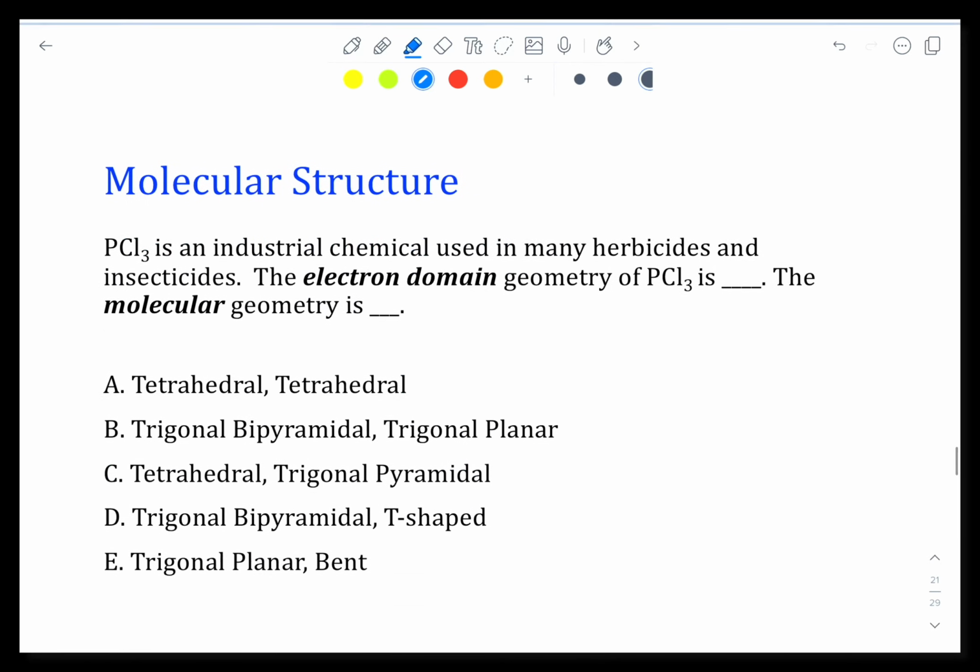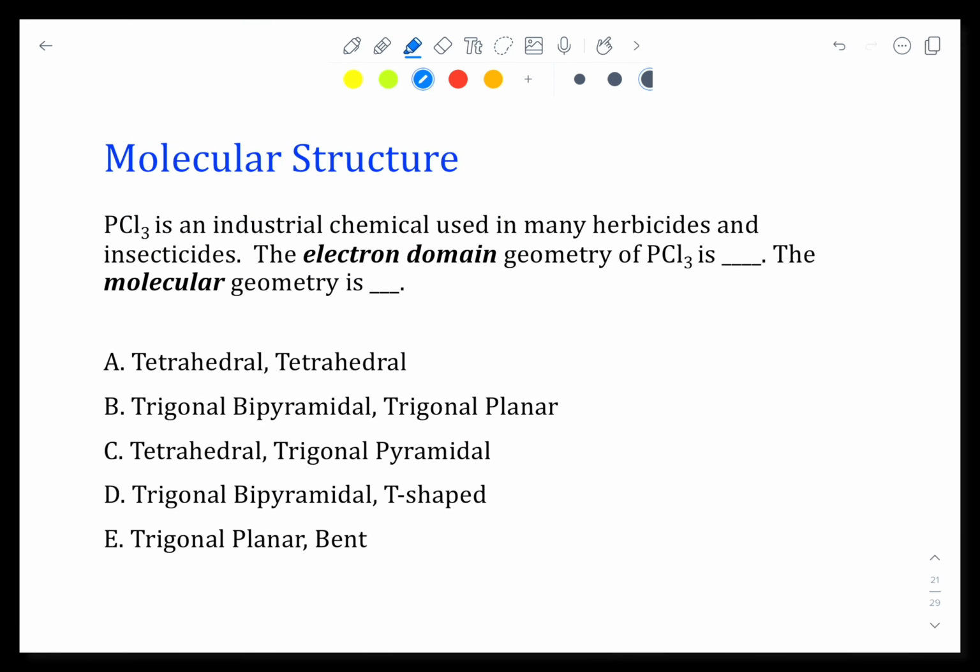Okay, so let's practice that. So we have PCl3, an industrial chemical used in many herbicides and insecticides. The electron domain geometry of PCl3 is what? And the molecular geometry is what?